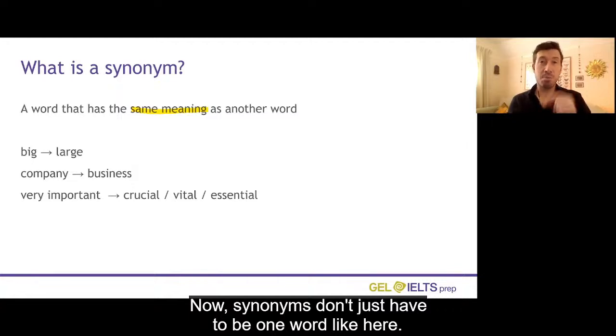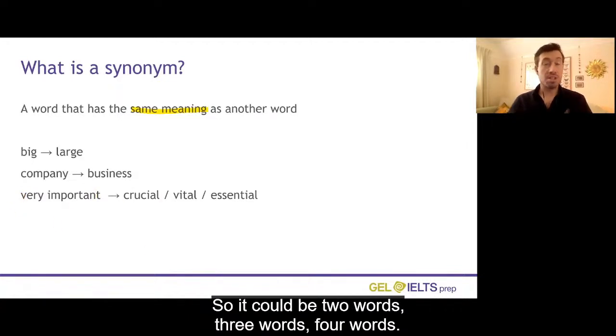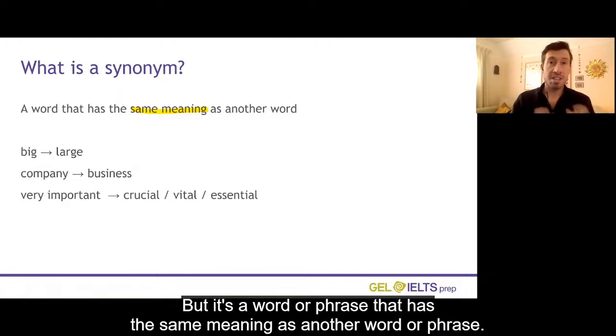Now, synonyms don't just have to be one word. Like here, very important is two words and crucial is one word. So it could be 2 words, 3 words, 4 words, but it's a word or phrase that has the same meaning as another word or phrase.